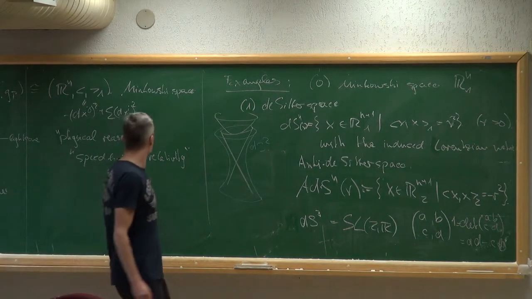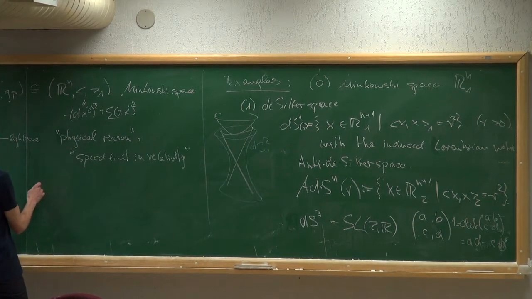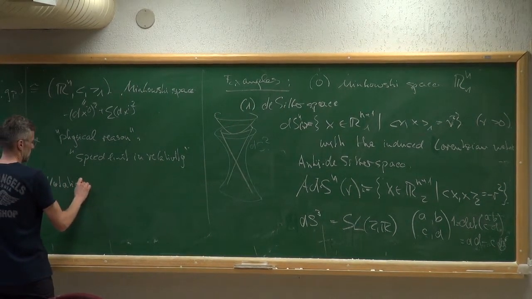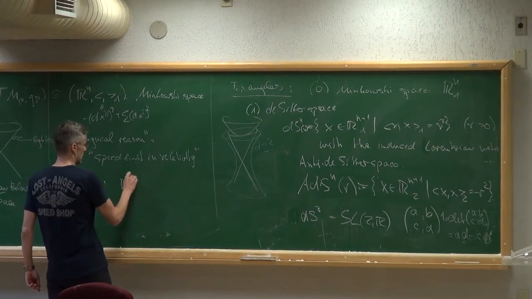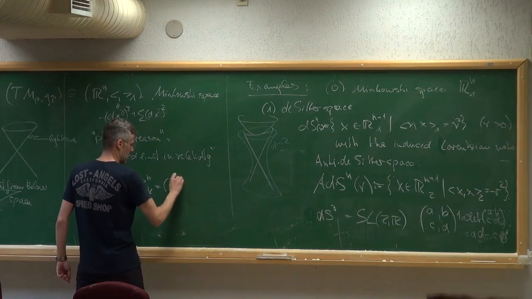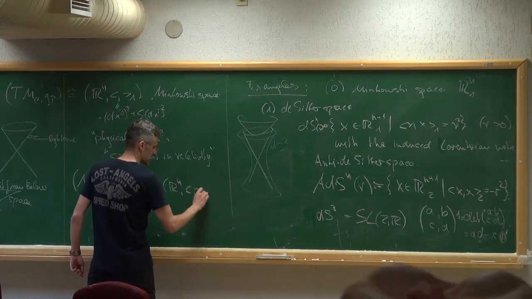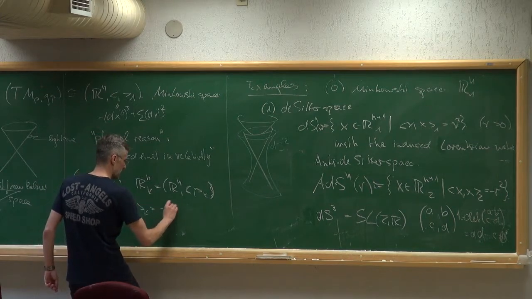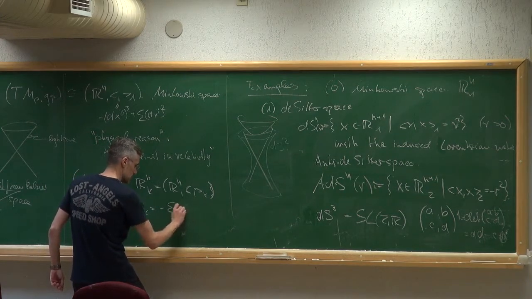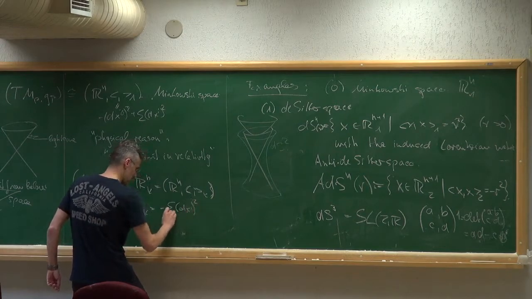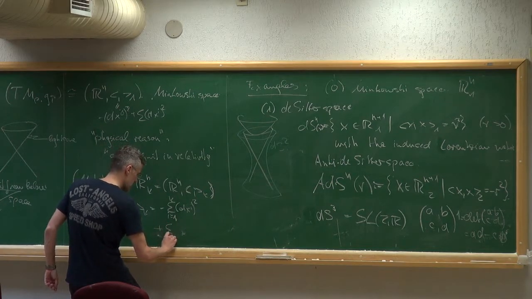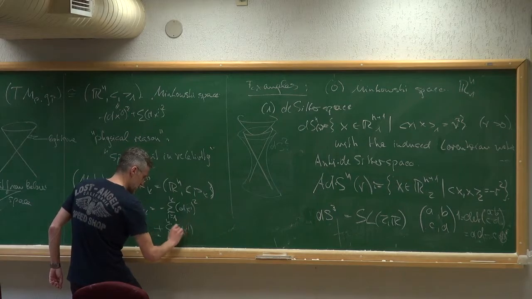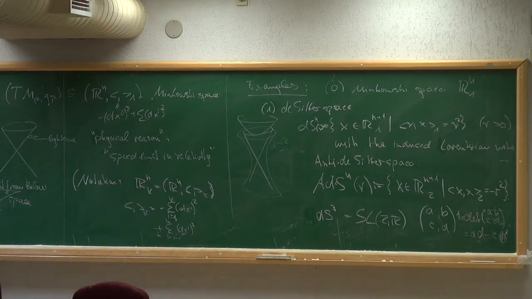Maybe just for notation here, it will not appear so often, but just for shorthand: R^n_k is nothing but R^n with the symmetric inner product of index k, defined as minus the sum of dx_i squared from i equals 1 to k, plus the sum from i equals k plus 1 to n of dx_i squared. So basically just count the number of negative values.